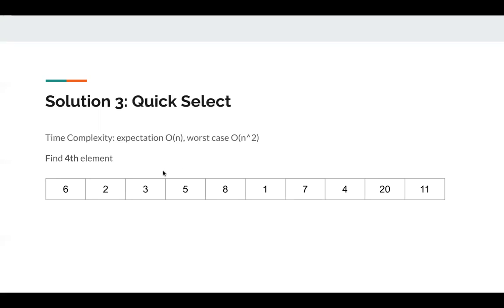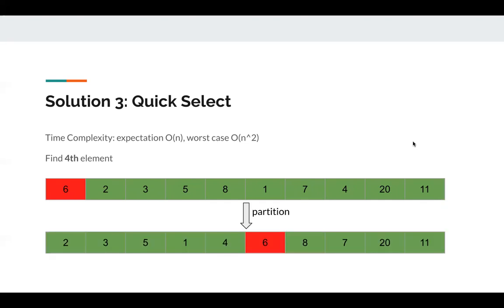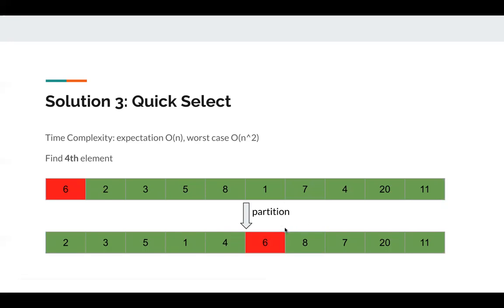For example, for this input, we need to find the fourth smallest element. How do we find it? First, we pick a pivot. For example, we can pick the first element or the last element, never mind. Then we just do partition. All the elements that are smaller than the pivot will be on the left. All the elements larger than the pivot will be on the right.